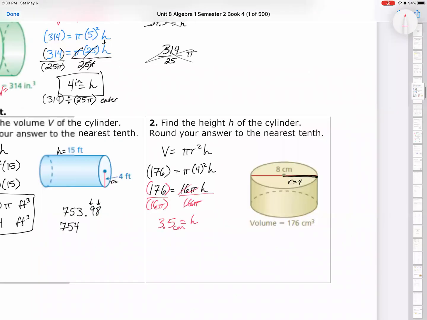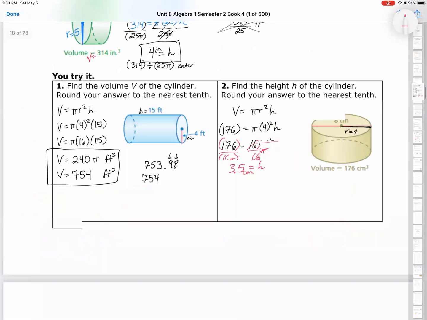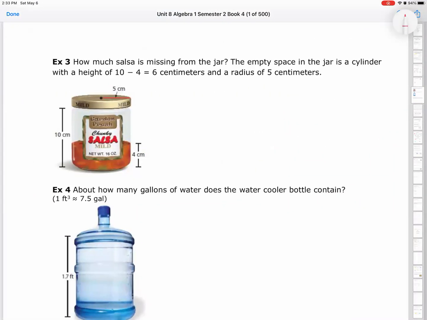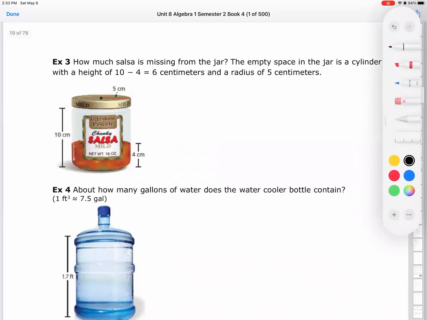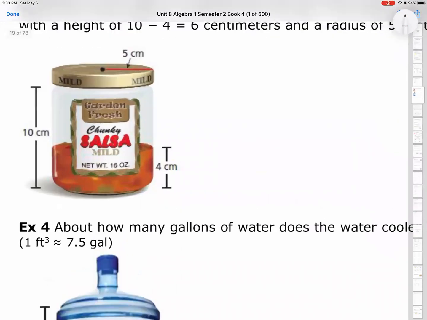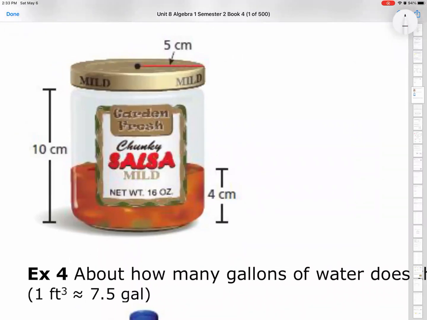All right, then moving on. For example 3, we're asked how much salsa is missing from the jar. The empty space in the jar is a cylinder with a height of really 10 minus 4, giving us 6 centimeters, and the radius is 5. So in this event, we're trying to figure out the amount of volume from the salsa that's missing. So we care about this part. And as a result, we know that is 6 because 10 minus 4 is 6. So we're trying to figure out that cylinder right here, just that top missing part.